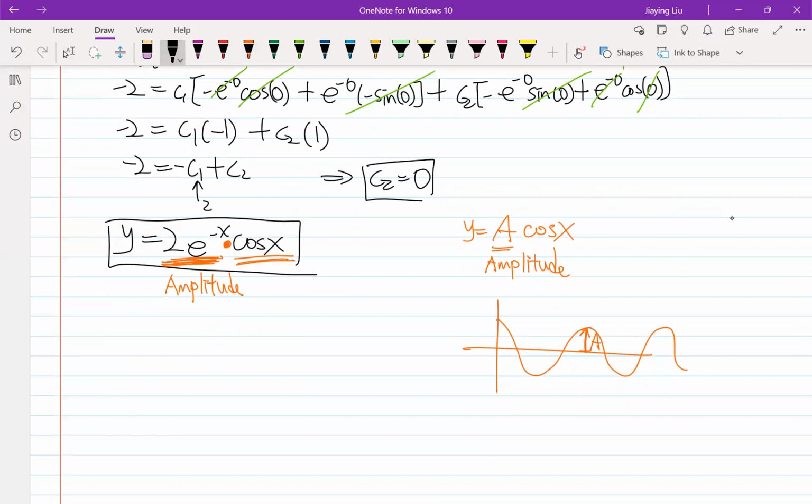If we were to just sketch this, what we do is that we graph 2e to the negative x first. Just a quick sketch, e to the negative x is exponential decay. So we kind of have this exponential decay. But then, because that's the amplitude function, we're just going to reflect this function over the x-axis.